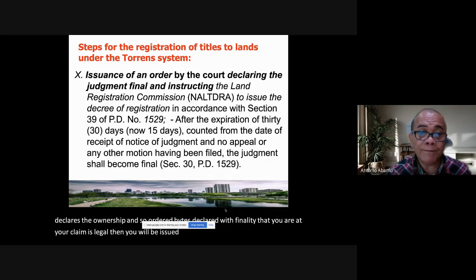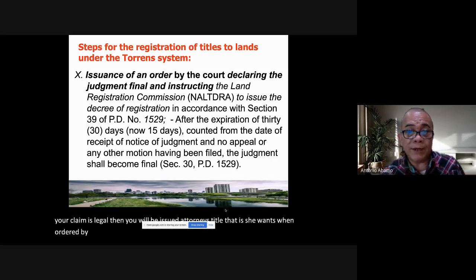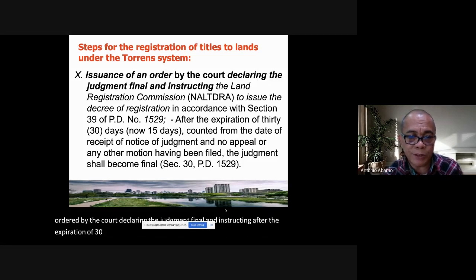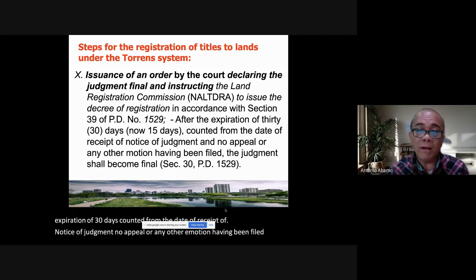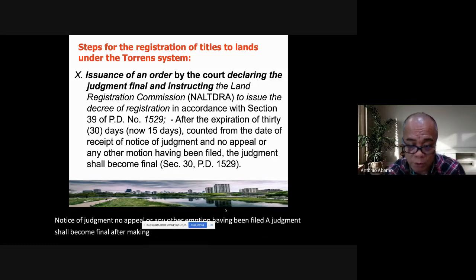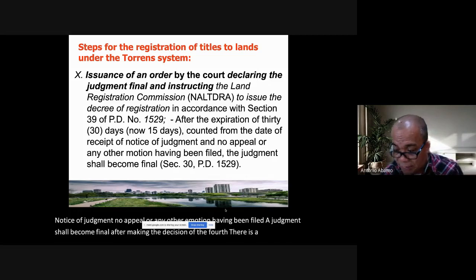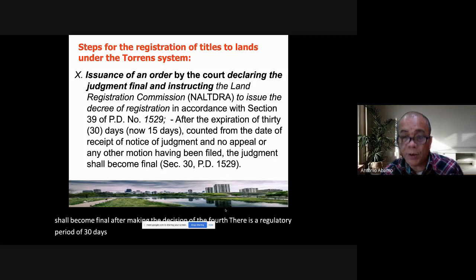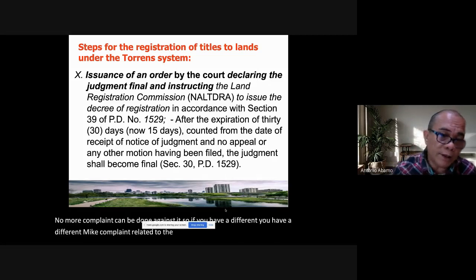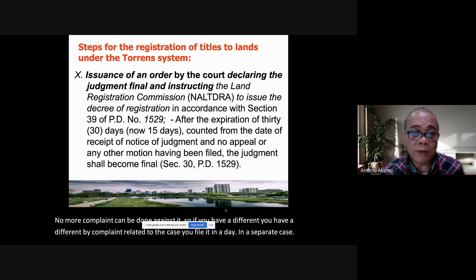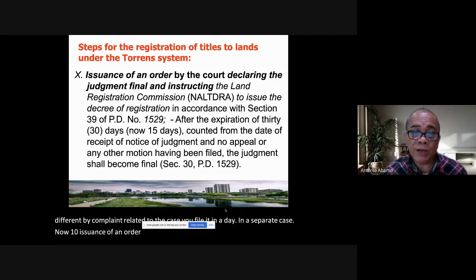Then comes the issuance of an order by the court declaring the judgment final. After the expiration of 30 days, counted from the date of receipt of notice of judgment, if no appeal or any other motion has been filed, the judgment shall become final. After the decision of the court, there is a reglementary period of 30 days after which no more complaint can be made against it. So if you have a complaint related to the case, you file it in a separate case. Now, number 10, issuance of an order by the court declaring the judgment final.